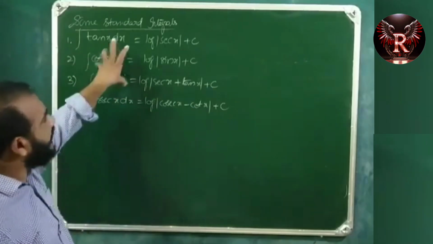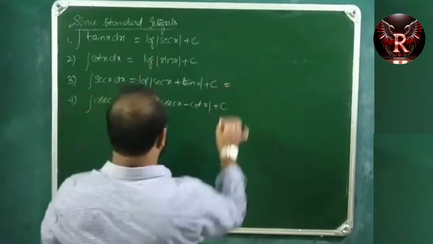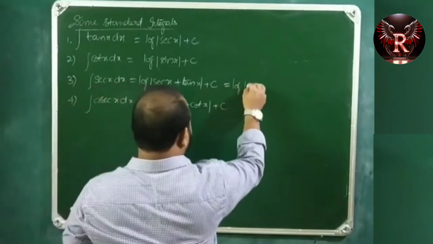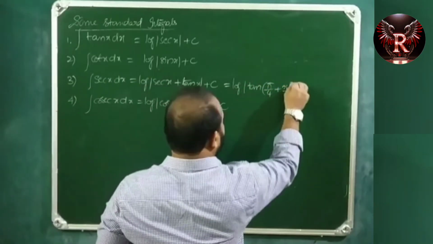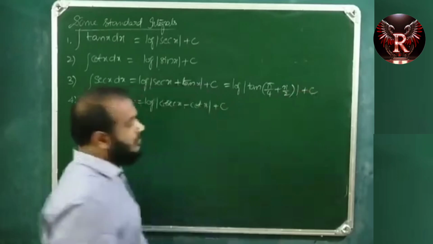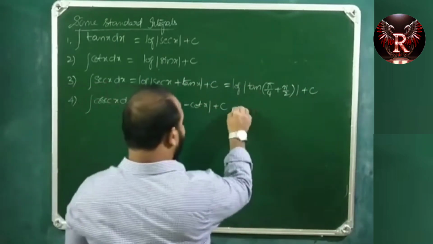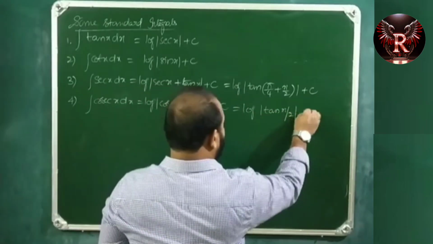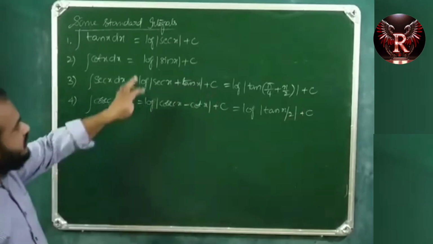How do we get these results? And not only that, log secant x plus tan x is log mod tan of pi by 4 plus x by 2, plus c. So this has got two formulae, and this is equal to log mod tan x by 2 plus constant of integration c. So let us try to prove them.